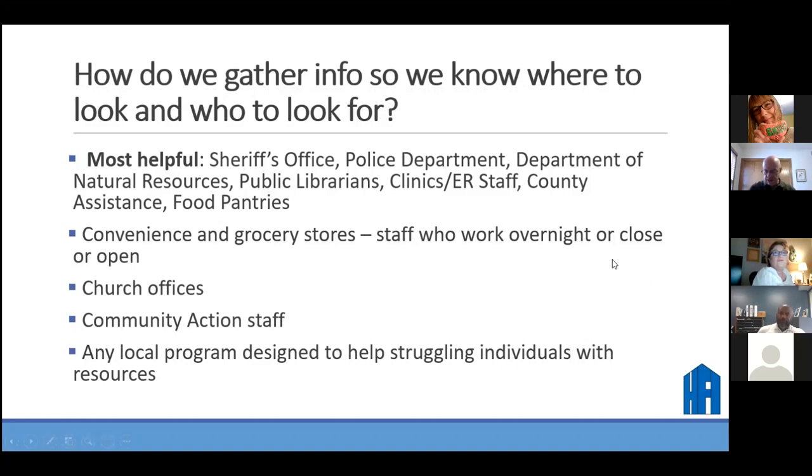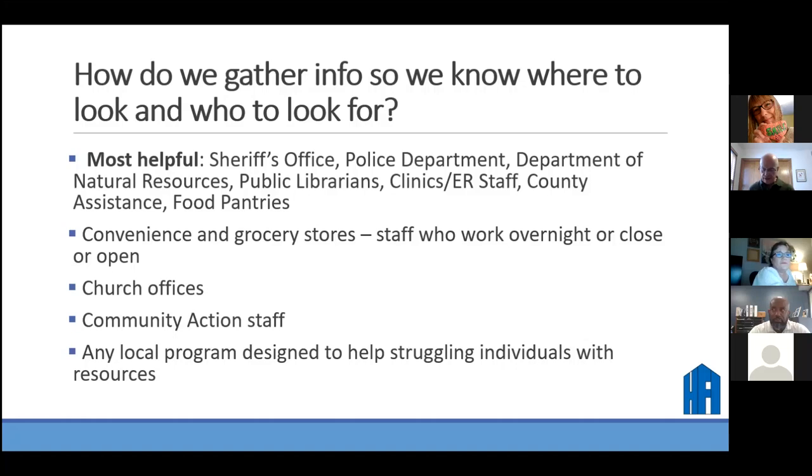Church offices, usually the secretary is going to be the point of contact for somebody looking for help, but it might be the priest or pastor, and they might also have some additional information. Community action staff, these are the agencies typically used by people who might be at risk of or literally homeless. And then any local program that's designed to help struggling individuals and families, whether that might be Habitat or a combination of a coalition of churches or religious groups or service groups.